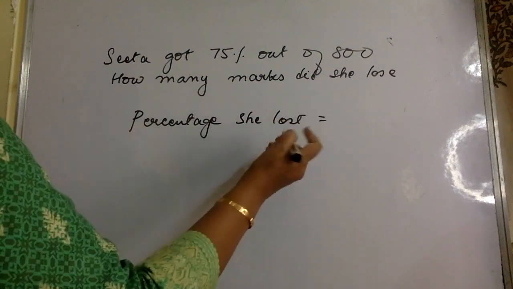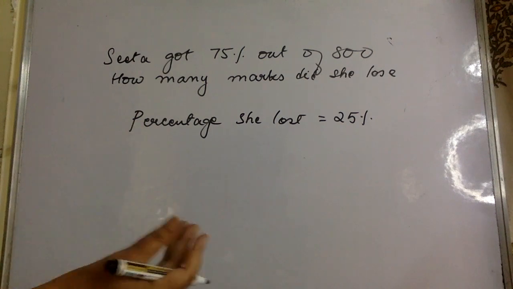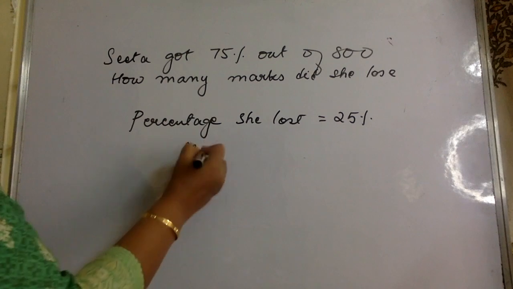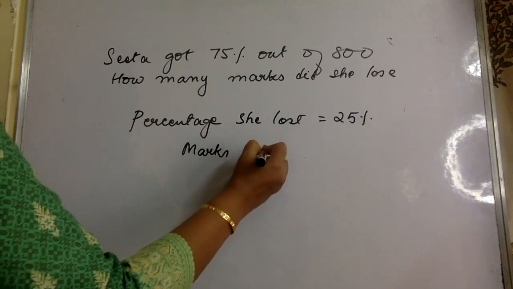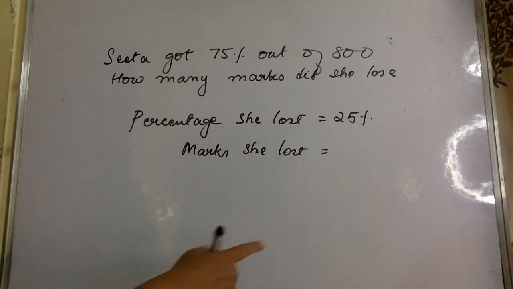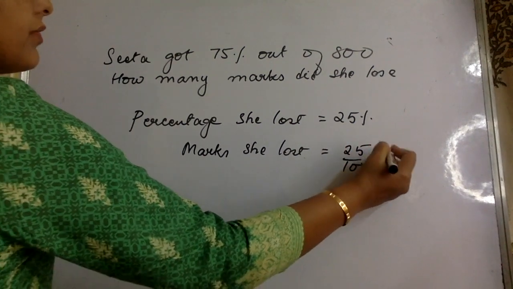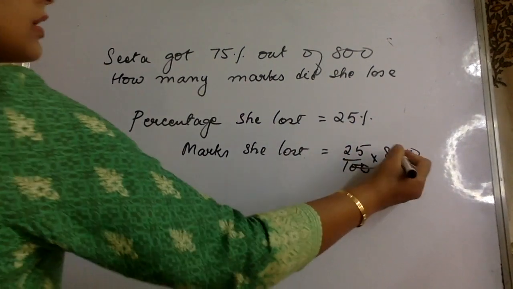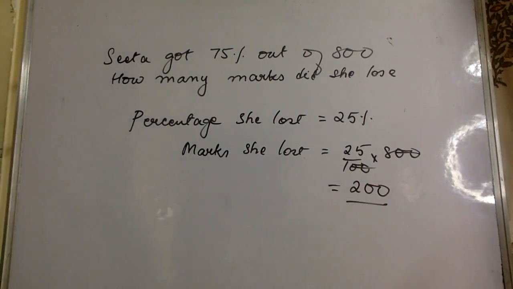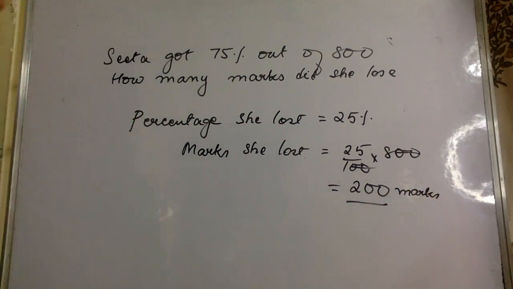Percentage she lost is, don't you think it is 25%? How? 100 minus 75, because if 75% she got, then she lost 25%. Okay, marks she lost. So understand the clear difference between percentage and marks. Both are not the same thing. So that is 25% of 800. Total marks was 800. Cut this. Okay, so she has lost 200 marks. Okay, 200 marks. So there's no unit, it's a number.